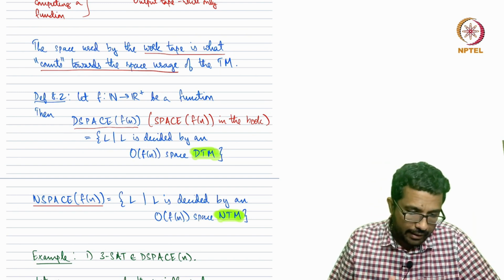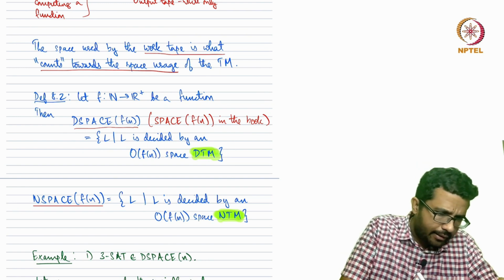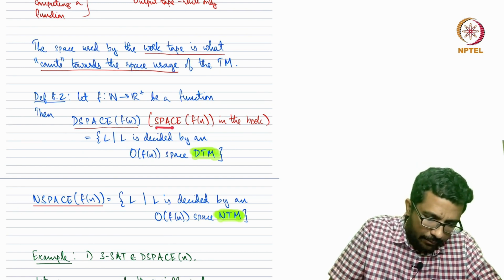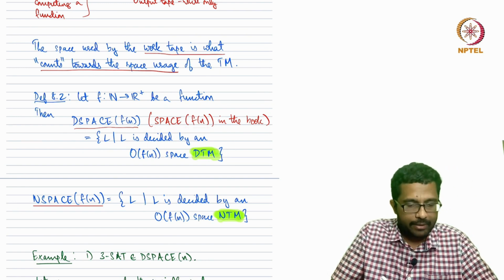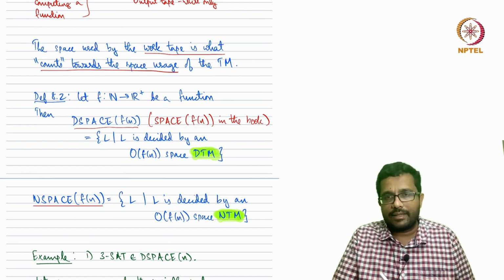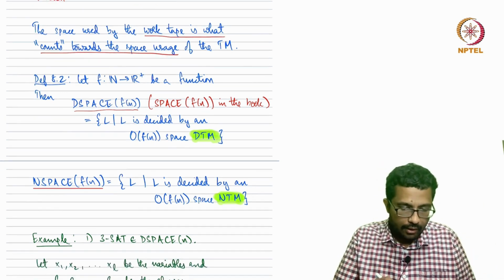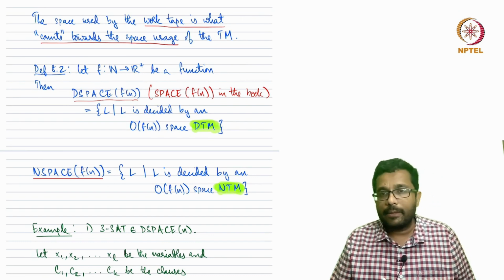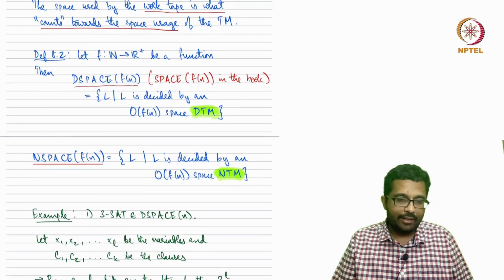And one more point is that in the textbook they use the name SPACE of f(n). So here I am just using DSPACE to emphasize that it is deterministic, right? So let's see some computational problems and see how much space they require.